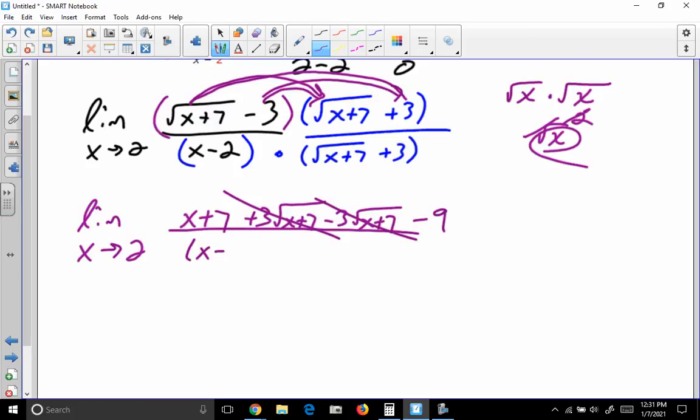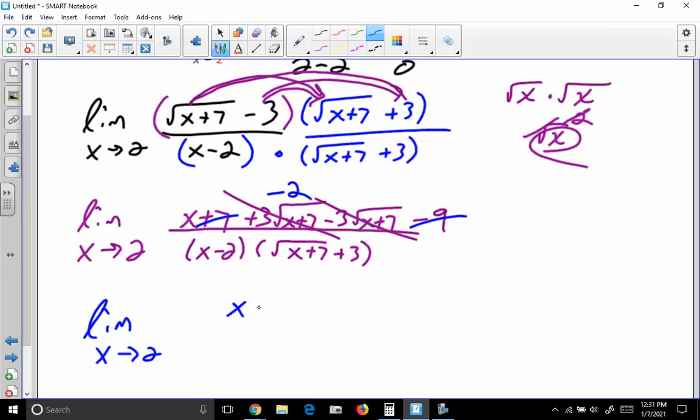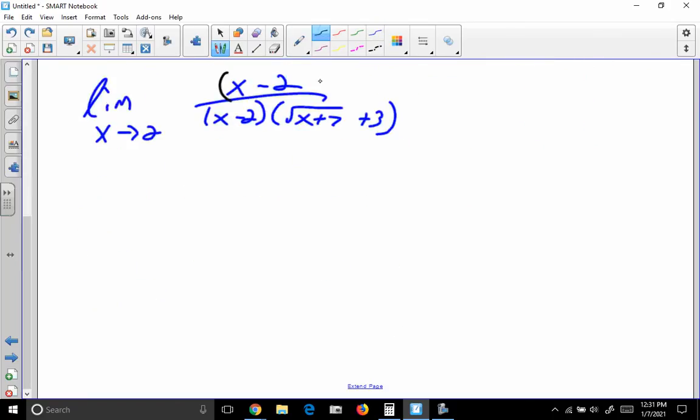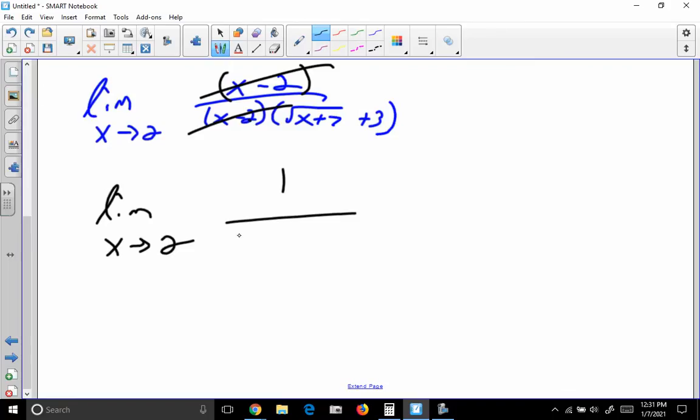In the bottom, we're going to leave it factored. So on top, we have a plus 7 and a minus 9. 7 minus 9 makes a negative 2. So the top simplifies to x minus 2. And then we have an x minus 2 times that parenthesis. Now the good thing about this is that we have a common factor between top and bottom. That and that cancel. That's going to leave us a 1 on top, square root of x plus 7 plus 3 on bottom.